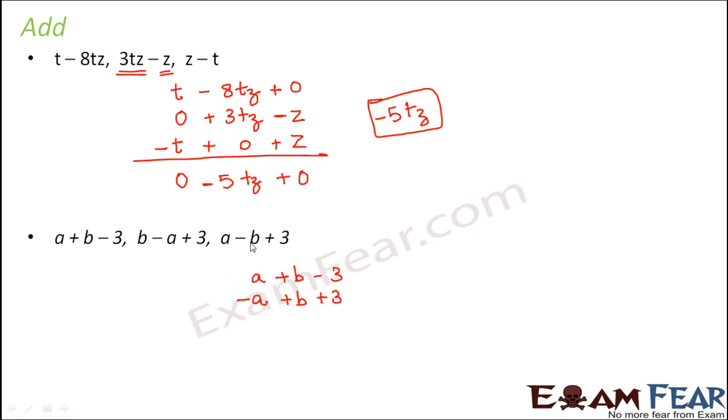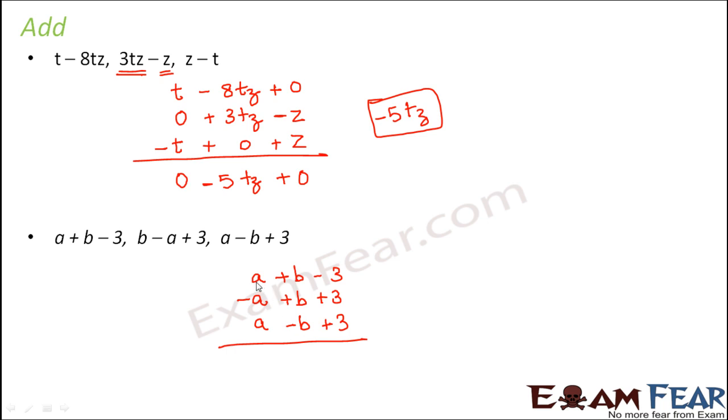What about the third expression? It is a minus b plus 3. So a we will write below a, minus b again we will write it below plus b, and plus 3 we will definitely write below the 3's. So now we have all the a's together, all the b's together, and all the constant terms together.